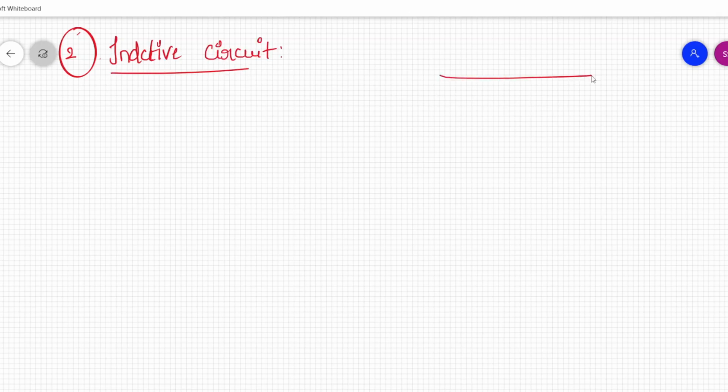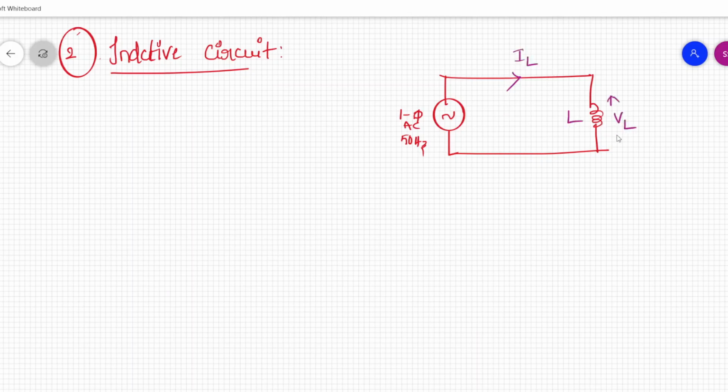That means an inductor will be supplied with AC supply. This is the symbol for AC supply, a sine wave. This is a single phase AC supply with 50 Hz frequency. Now we are going to see the behavior of current through and voltage across this inductor. The current through the inductor will be IL and the voltage across the inductor will be VL.